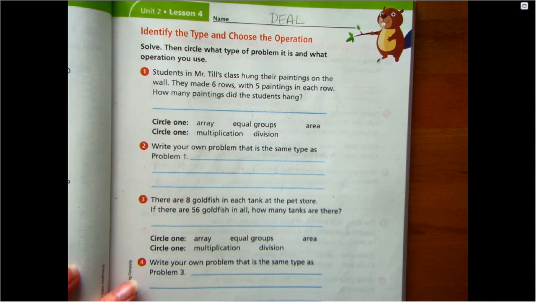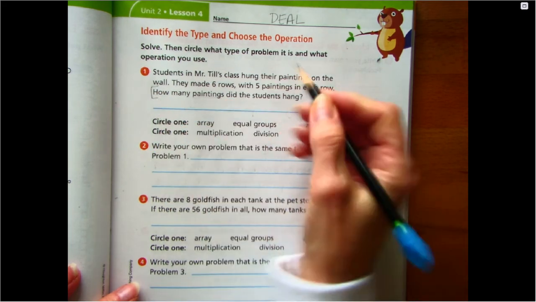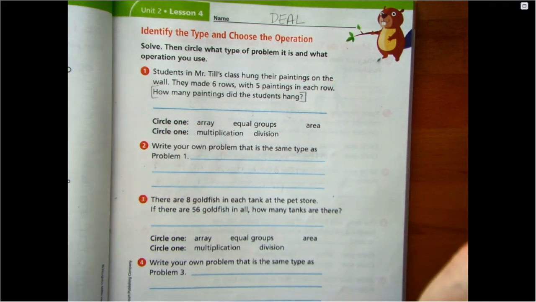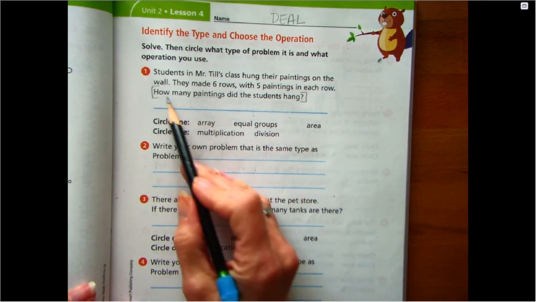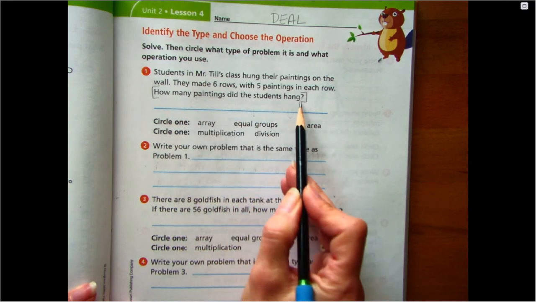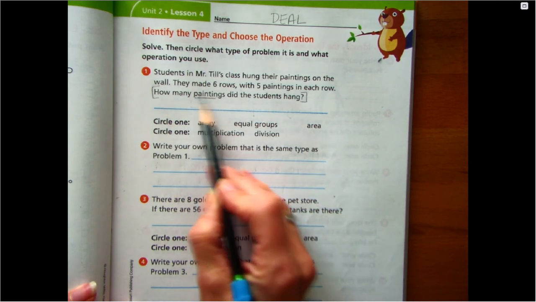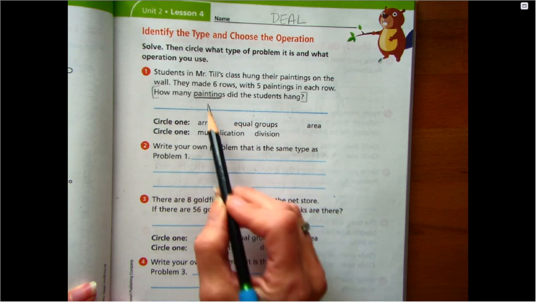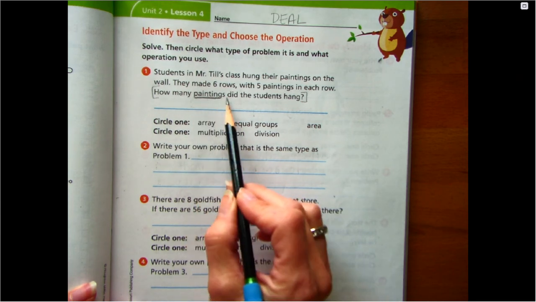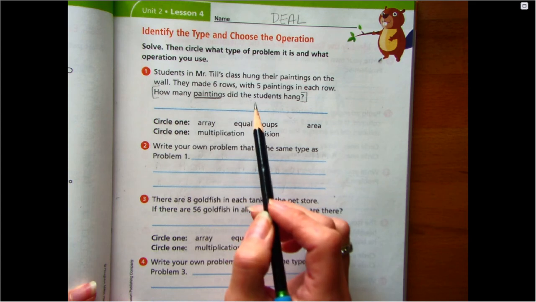Let's look at number 1. Students in Mr. Till's class hung their paintings on the wall. They made 6 rows with 5 paintings in each row. How many paintings did the students hang? A good mathematician will always bracket their question, right, and underline that label. Reread it. How many paintings did the students hang? We're looking for paintings, but remember, I've said they don't always put the label in the question, and you might have to look back in the story.